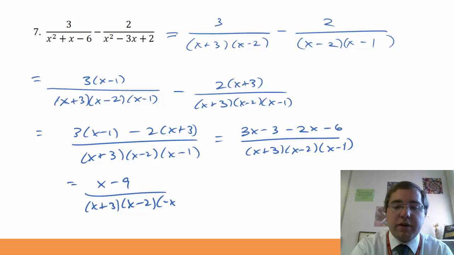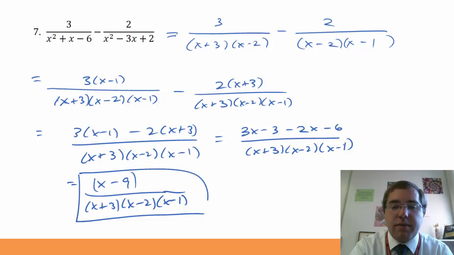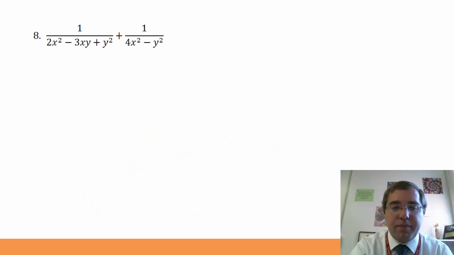Do we have any common factors that we can cancel? Nope. Our only factor in the numerator is x minus 9, and that does not appear in the denominator, so we cannot cancel any common factors. And we are done. Number 8.